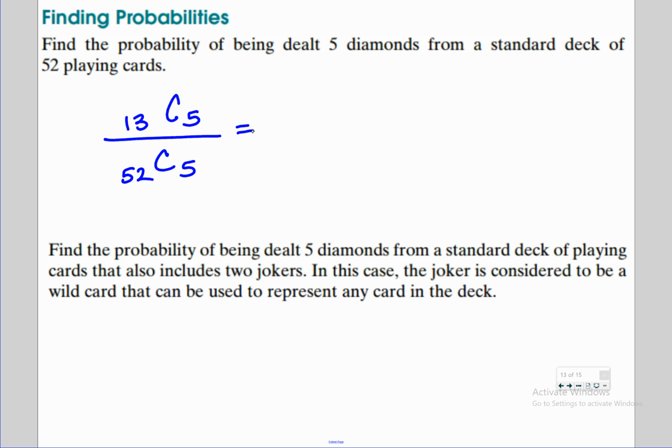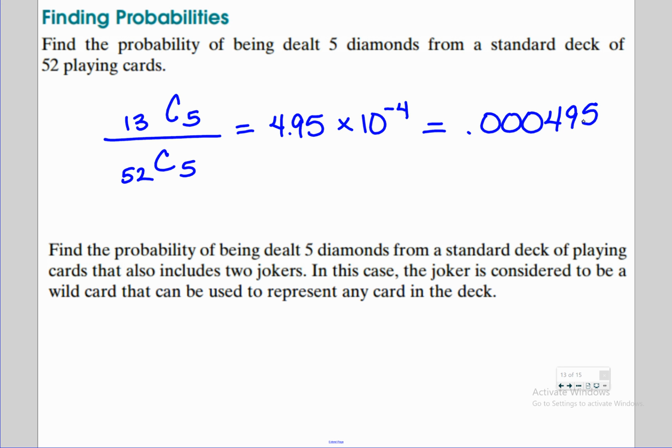Let's see what we get. 13 choose 5, divided by 52 choose 5, and I get 4.95 and then it says E. Remember, the E means times 10. It says E -4, times 10 to the -4th. So if I give it a few decimal places, that probability is 0.000495.